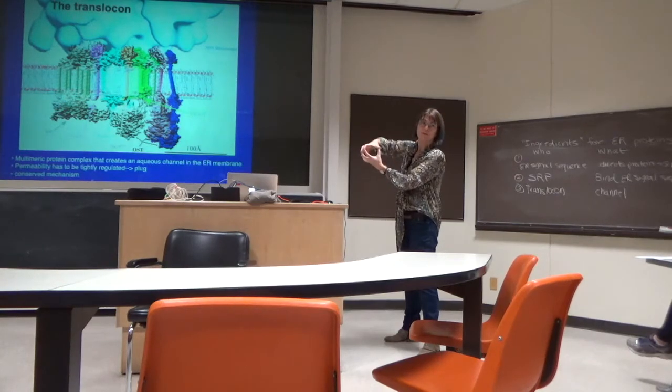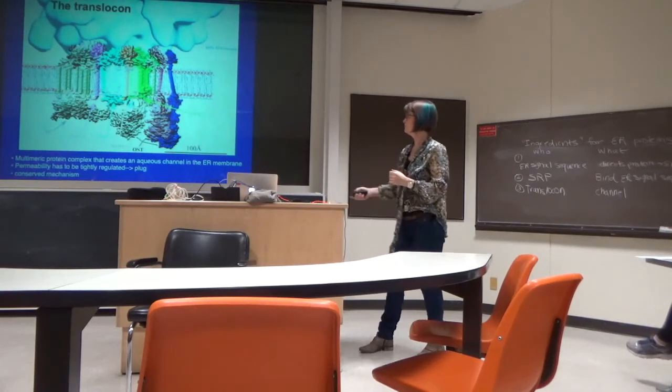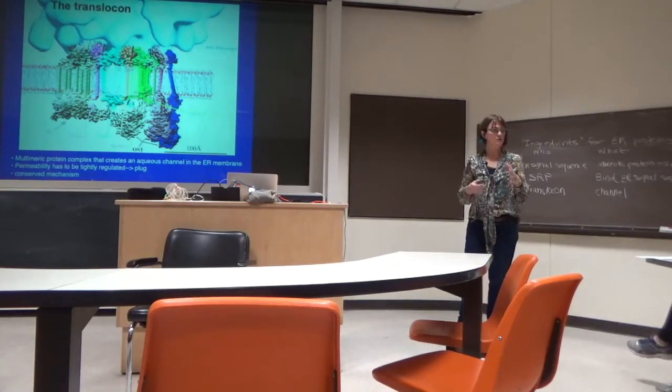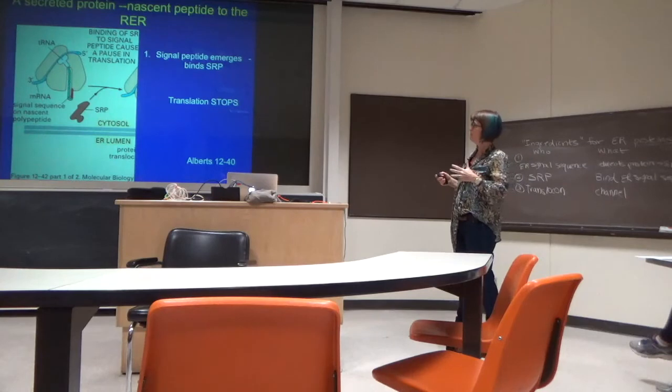And the cool thing about this structure is it has 2 states. One is a closed state where it looks like there's a plug in there, preventing proteins or anything from going through the ER membrane. And then it can be induced to open up to allow proteins to travel through, right here. It's super conserved. Proteins similar to translocons are in all eukaryotic cells, and structures similar to this are also found in prokaryotic cells.